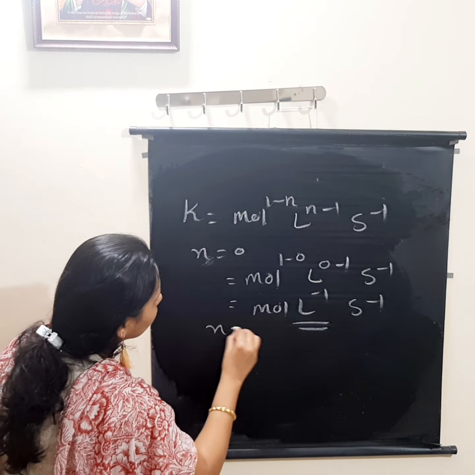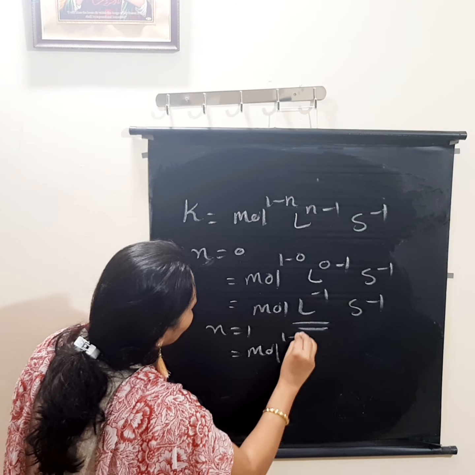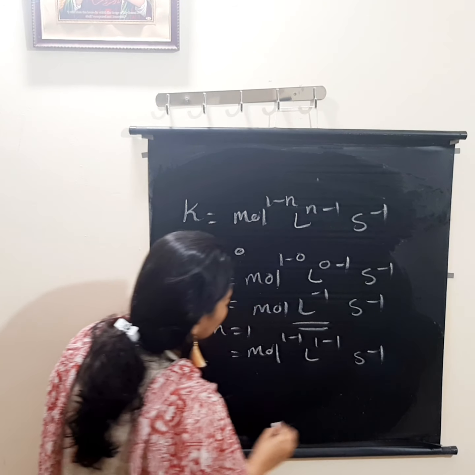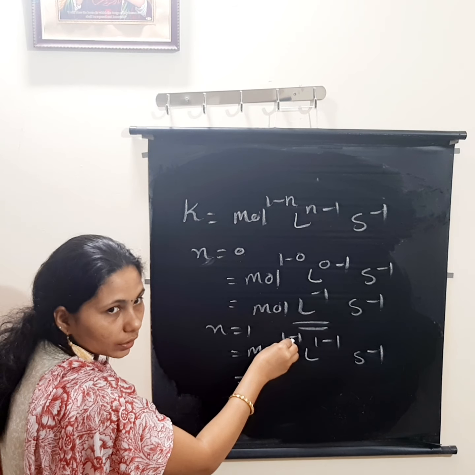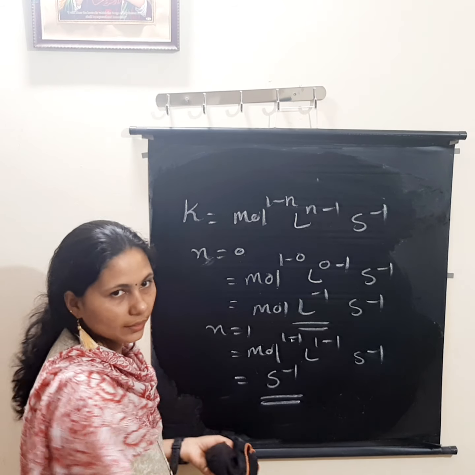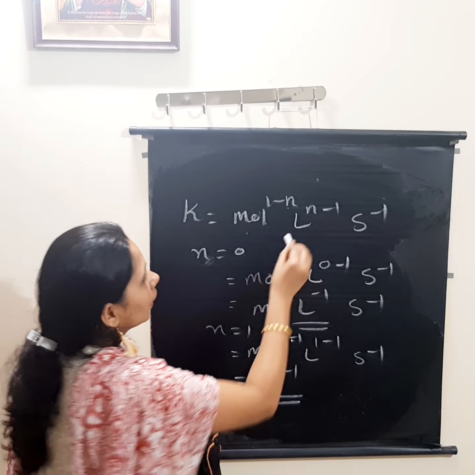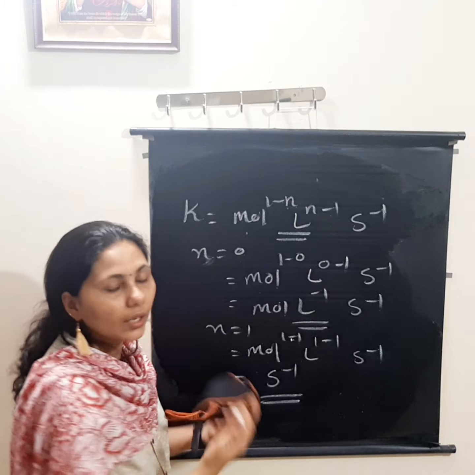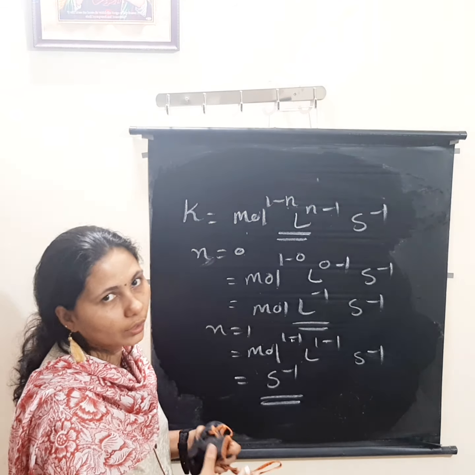When n equals 1, how will we write? Applying this, mole raised to 1 minus 1, liter raised to 1 minus 1, and second inverse. Mole raised to 0 and liter raised to 0 are both 1, and we get second raised to minus 1. So generally mole raised to 1 minus n, liter raised to n minus 1, second raised to minus 1. If you know this, you can write the unit of the rate constant for any order reaction.